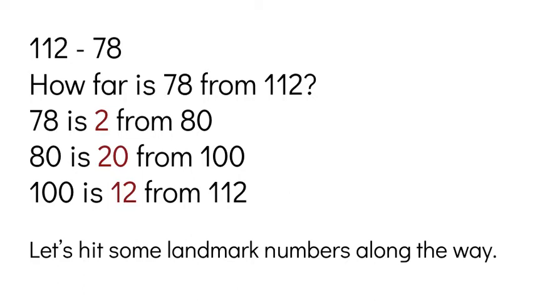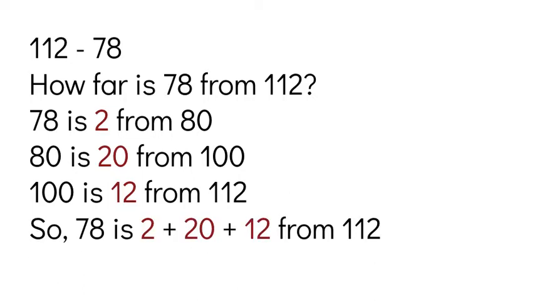And now I'm going to combine all of those. So 78 is 2 plus 20 plus 12 from 112. So it was that distance of 2 right here, plus 20 more, plus 12. And then I can combine those together. 2 plus 20 is 22, plus 10 is 32, plus 2 more is 34. So that means that 112 minus 78 equals 34.